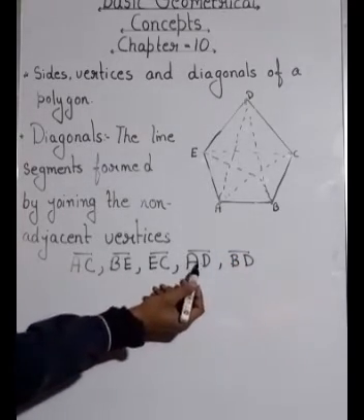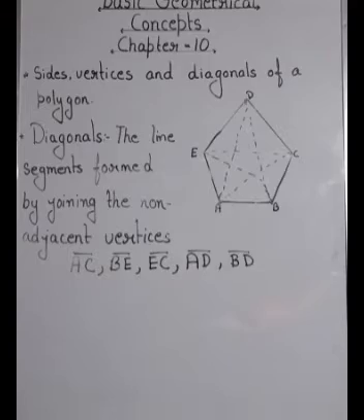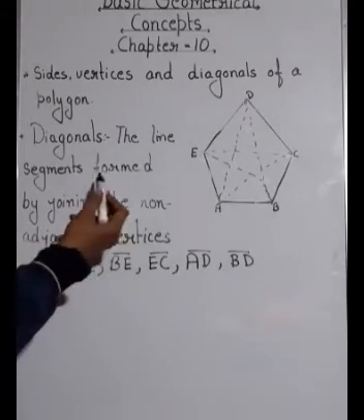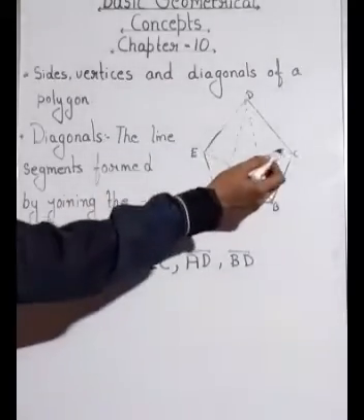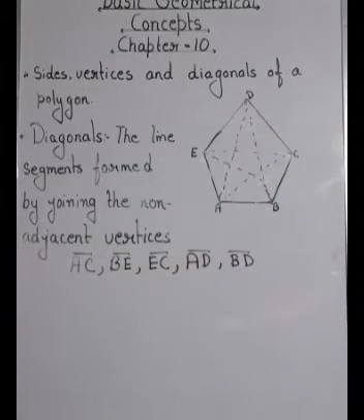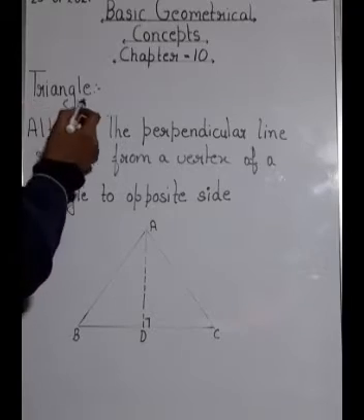1, 2, 3, 4, 5. Clear? So what are your diagonals? The line segment formed by joining the non-adjacent vertices. Clear? Next we are having triangle.